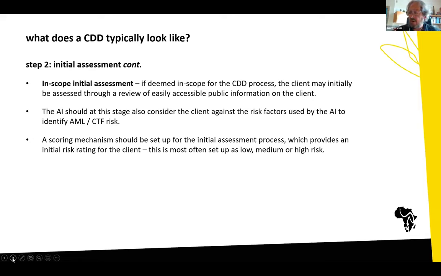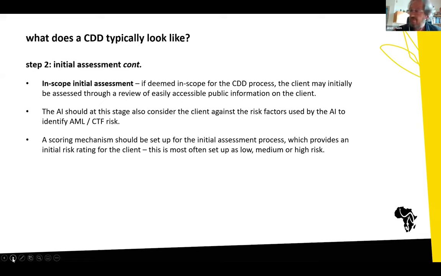Where it's determined that the client is in scope for the client due diligence process, then the first step would be to also assess the client through a review of easily accessible public information on the client. And you may want to include, as good practice here already, a screening of the client against the United Nations sanctions lists, which are available in the public domain on websites. Obviously, doing Google searches and more advanced searches of the public media space would also be a plus at this stage.